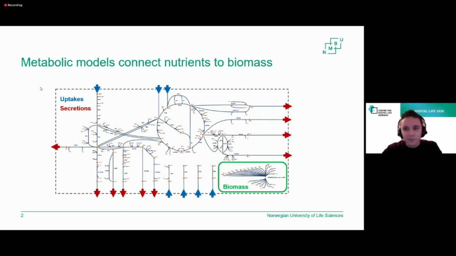So I'll start by briefly introducing metabolic modeling to give you an idea of what we're working on. So a metabolic model represents the metabolic network, which consists of metabolites, which are the circles in this diagram, and reactions, which are the arrows. And the function of the network is to convert nutrients that are taken up from the environment, in blue here, into the building blocks and energy that is needed to produce biomass and to grow. And this is represented by a biomass reaction highlighted in green. And there are also byproducts produced that are secreted back into the environment.